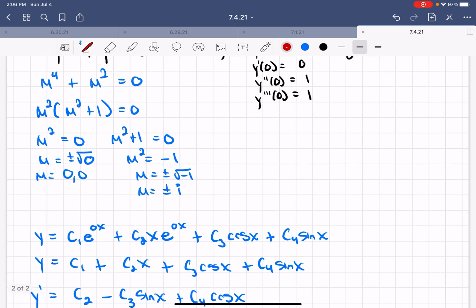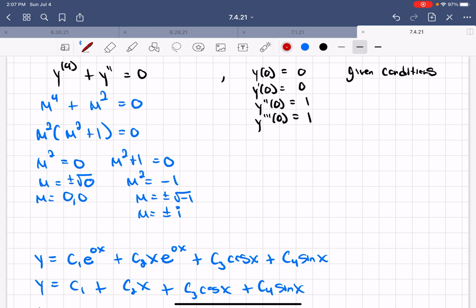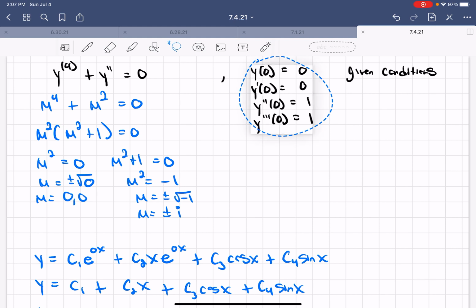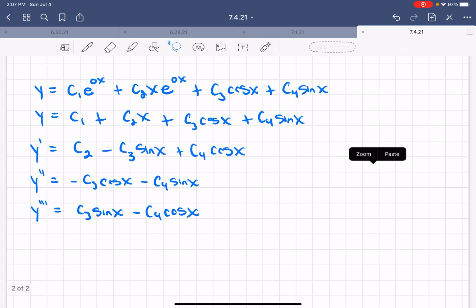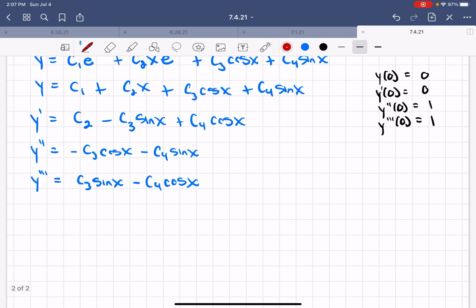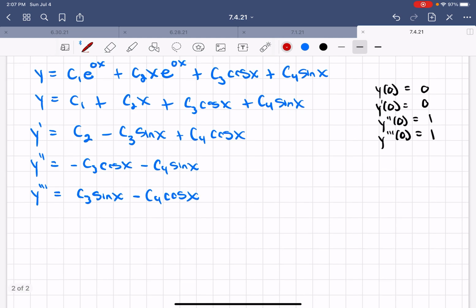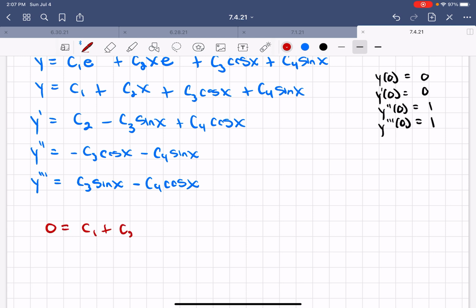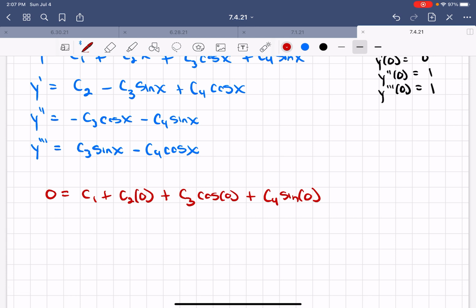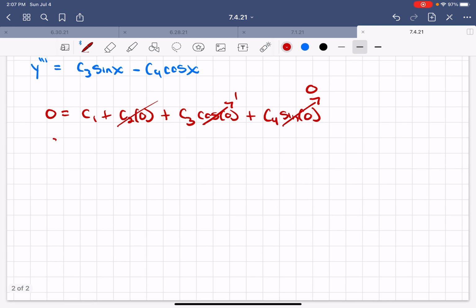Now let's plug in our given conditions, which is this right here. Y of 0 is 0, so that would be 0 equals c1 plus c2 times 0, and anything multiplied by 0 is just 0. Cosine of 0 is 1. Sine of 0 is 0. So basically what we have is 0 equals c1 plus c3.